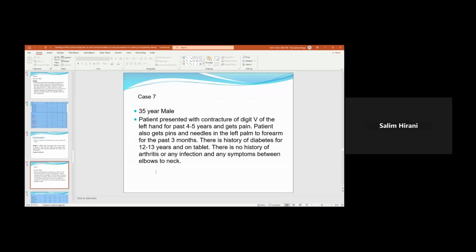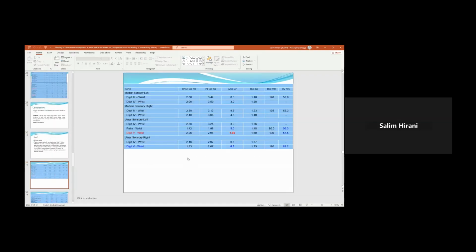This patient presented with contracture of digit 5 of the left hand for the past 4 to 5 years, and the patient gets pain as well. Patient also gets pins and needles in the left arm, left palm and forearm for the past 3 months. History of diabetes for 13 years, and patient is on tablets. There's no history of arthritis or infection across the elbow.